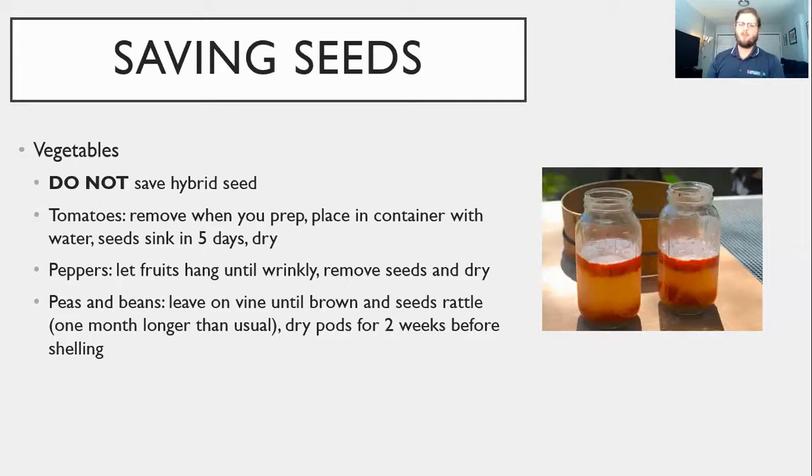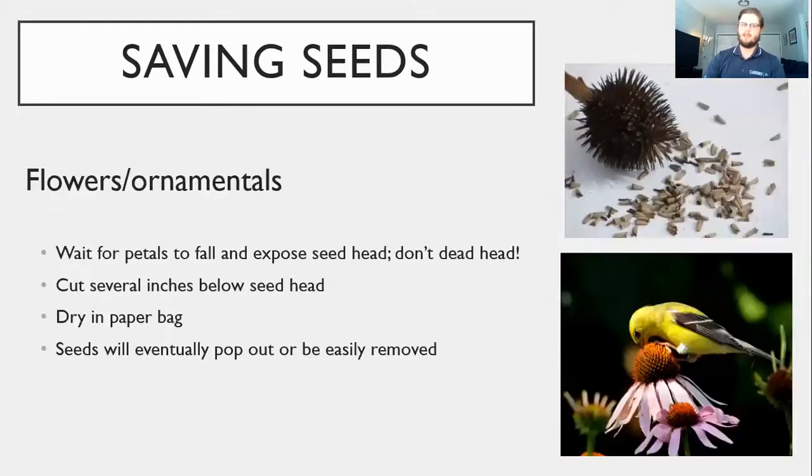For tomatoes, you can remove the seeds, put them in a container with water, and once they've absorbed enough water and sunk to the bottom, you can strain them out, dry them, and then save them. For peppers, you basically let them dry on the plant, remove those seeds, and then again fully dry them. For peas and beans, leave them on the plant just like the peppers, and once they start to rattle around, which usually takes a while, you can dry those pods an additional couple weeks before shelling and saving.